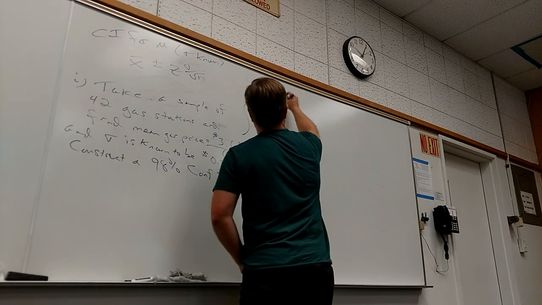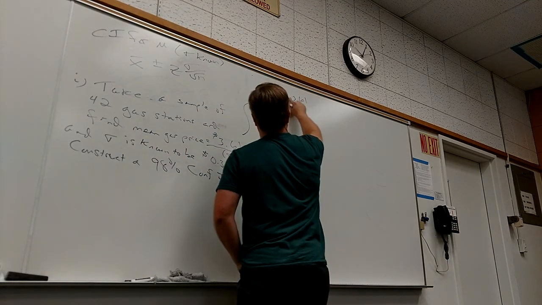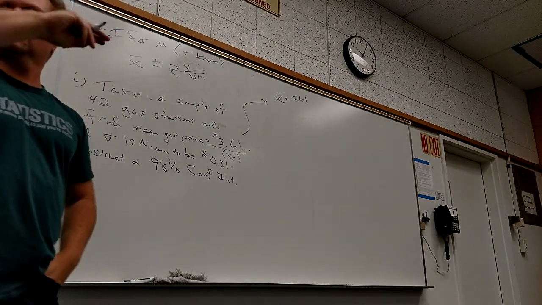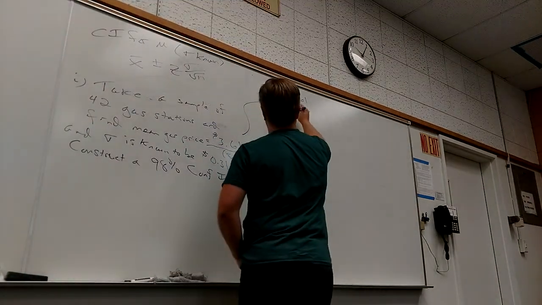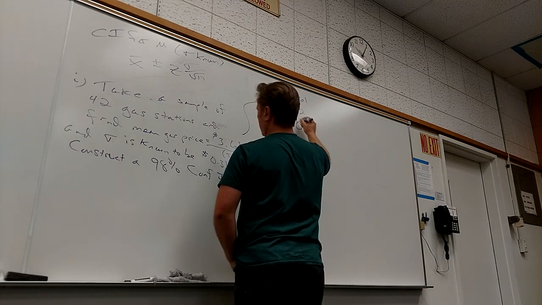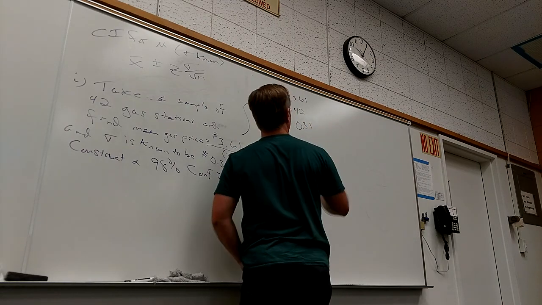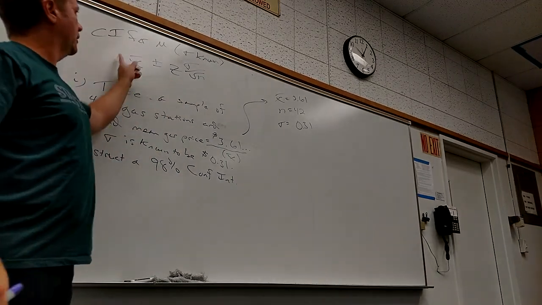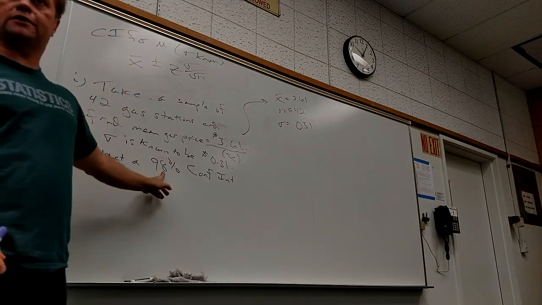So what do I know? I know X bar is 3.61. What else do I know? 42 gas stations. Good. I know N is 42. I know sigma is 0.31. Then you've got to find Z. Now, do I have everything I need here? The 98% confidence interval.